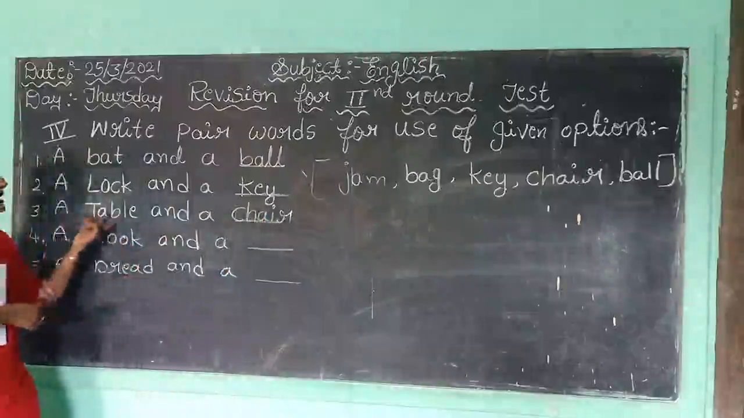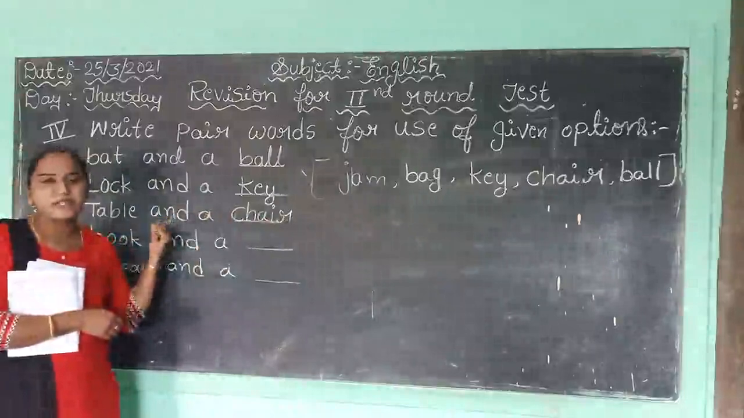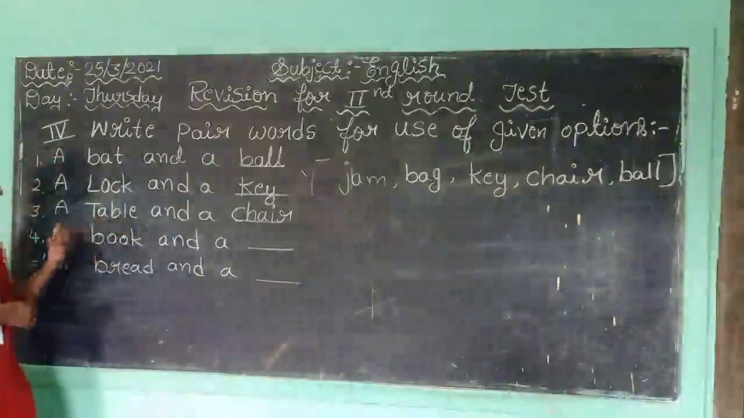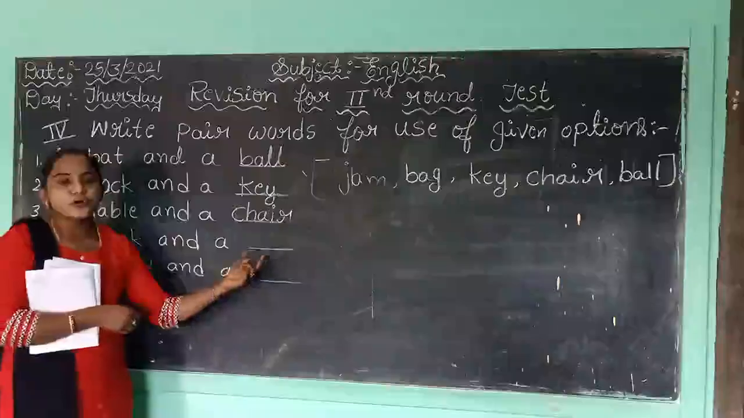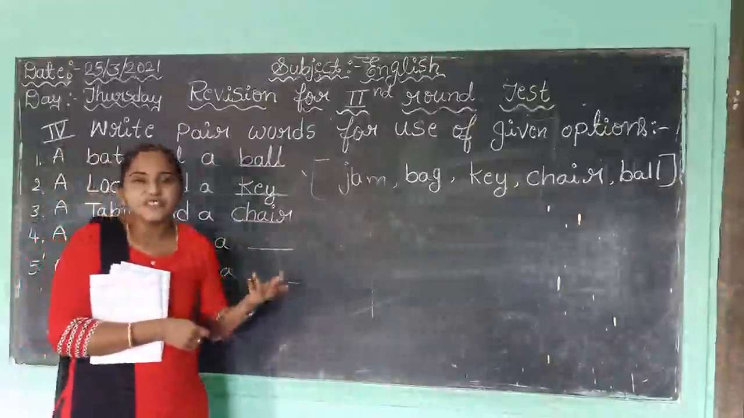Now, we need, children, a table and a chair. This is the pair word for the table. Okay, chair is a pair word for the table. Next, let's go to the fourth one. A book and a dash. So, we must carry the books. Which one do we need, children?